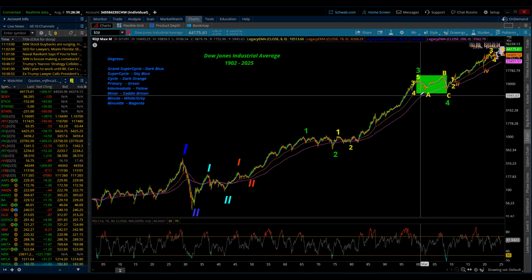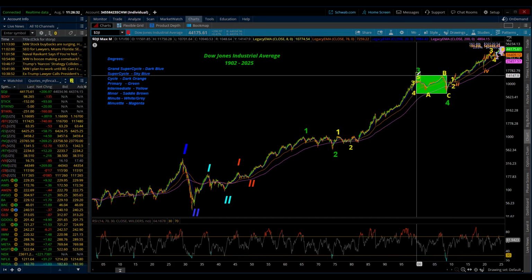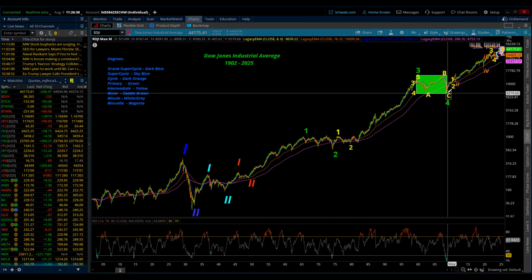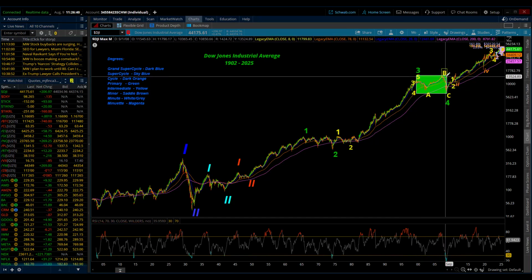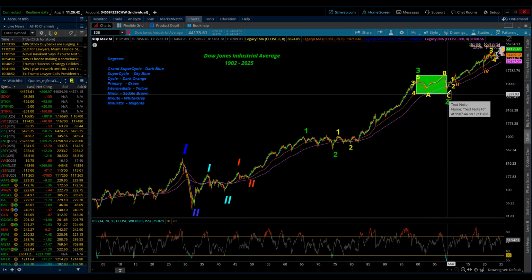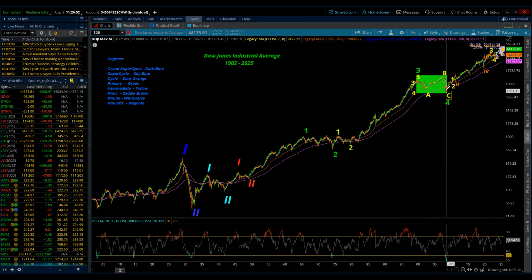I've drawn a box around it. It started at the top of primary three, which was in the year 2000, and it finished after the great financial collapse of 2008, 2009. That put in that primary wave four low. So that is where we would expect the cycle fourth wave to come.